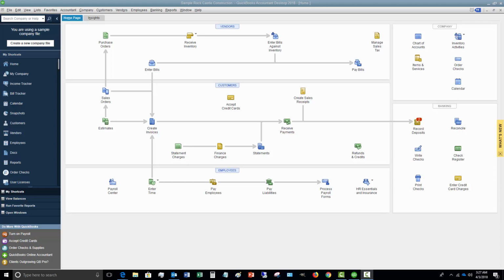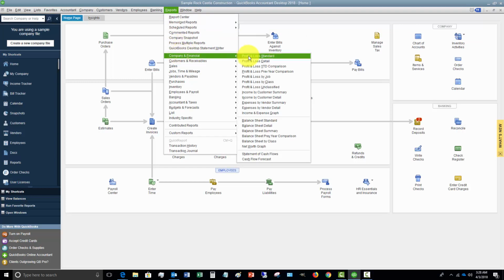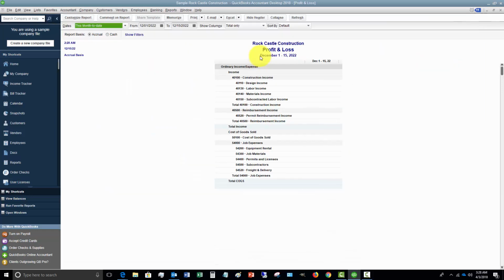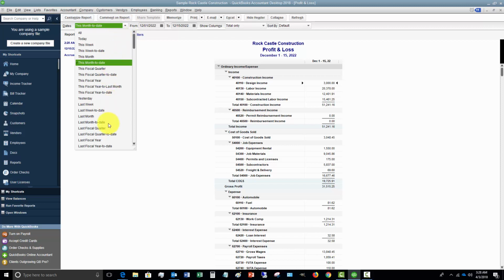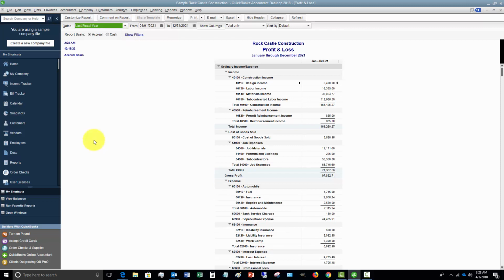So as I was talking about in the article, I wanted to show you how easy it is in QuickBooks to switch between cash and accrual basis reports. And this is pretty important to know because it shows you different things. So what I'm going to do here in this sample company is go to reports. I'm going to pull up a profit and loss standard, and we're going to set this to last fiscal year.